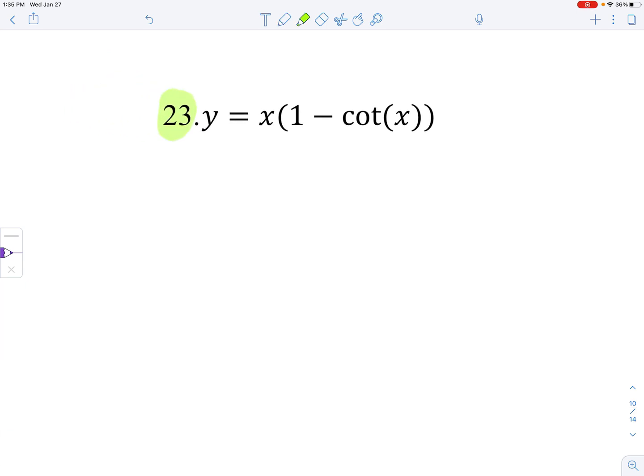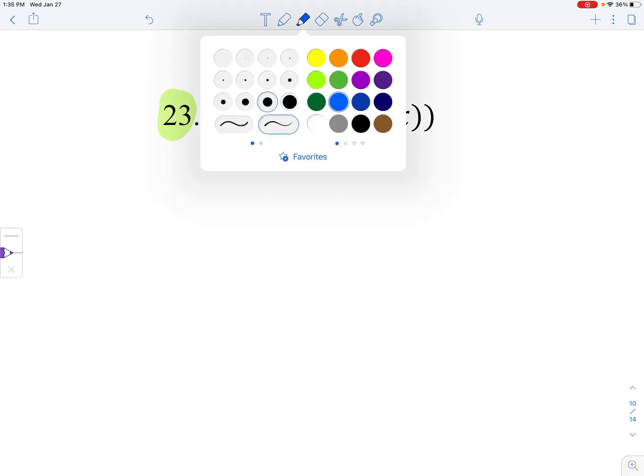Just trying to find the next one. I highlighted them all. Oh, there we go, number 23.